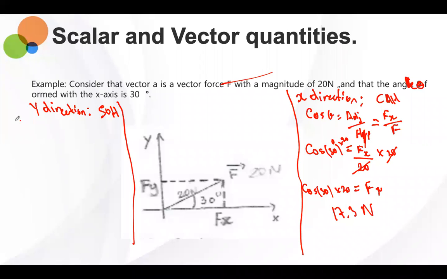Sine. Exactly. Sine theta equals opposite over hypotenuse. And what does the opposite mean, from our diagram here? Fy. Fy, right? And what does hypotenuse mean again? F. Exactly. And it's the same maths, right? Same maths. So you have sine.